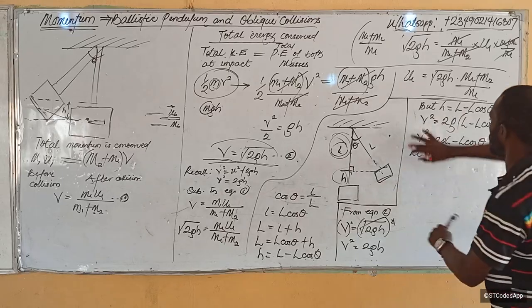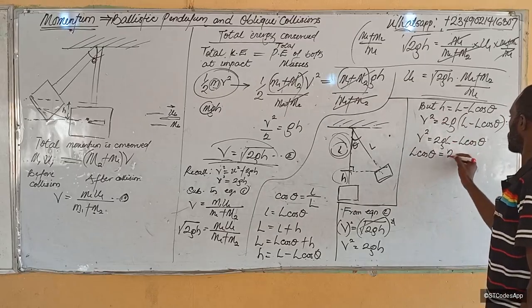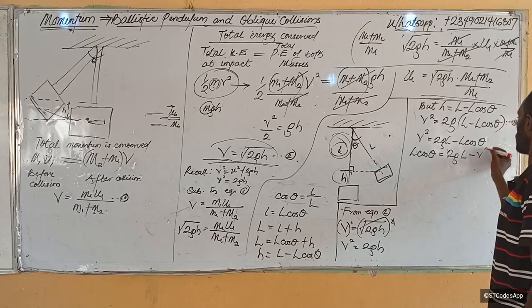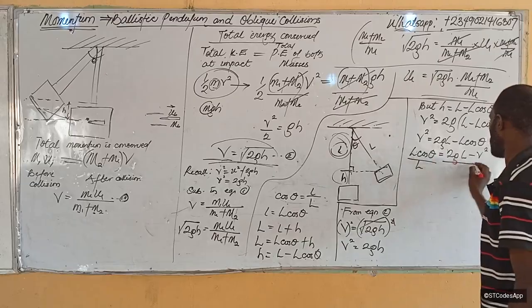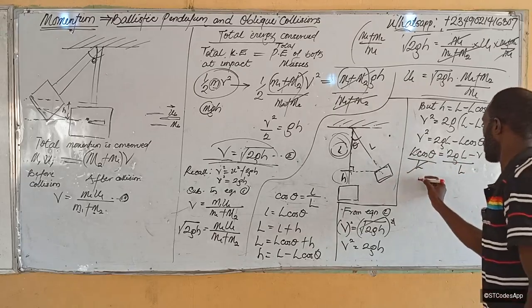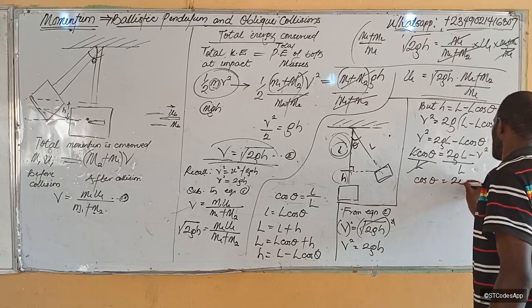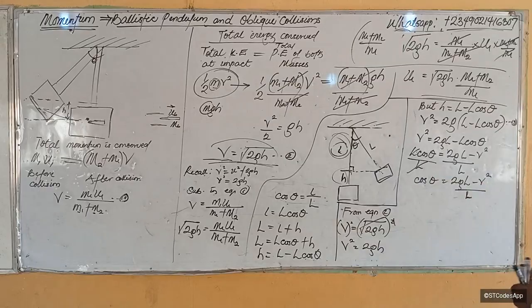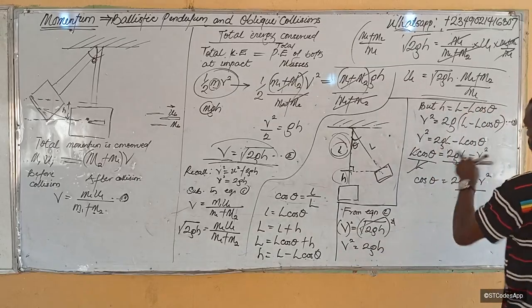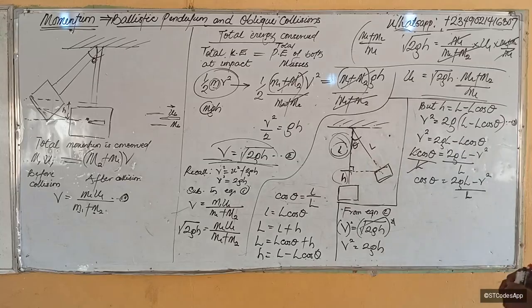If L cos theta comes here, V squared will come here. So it becomes 2GL minus V squared. Is that clear? So you can divide both sides by L over L. So cos theta becomes (2GL minus V squared) over L. Let's be sure I didn't make a mistake. This one comes here, this one comes here, minus. Alright, so we are still on track.